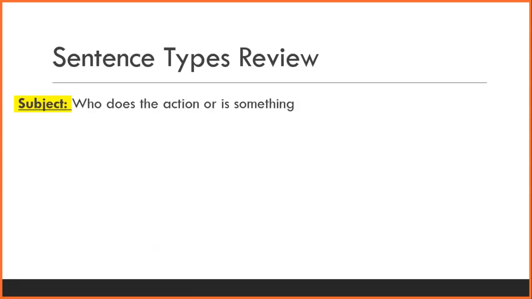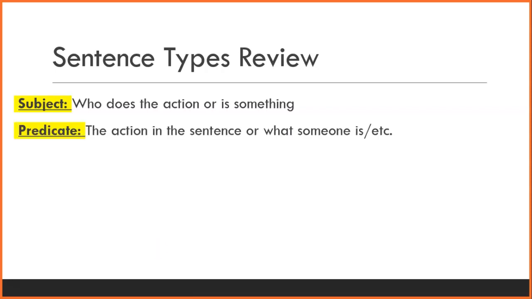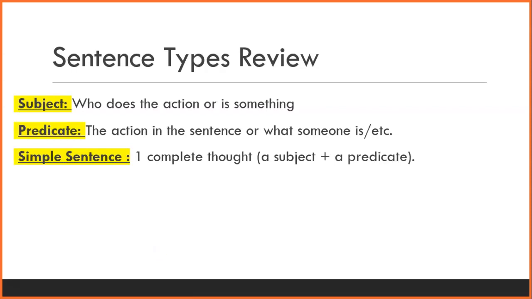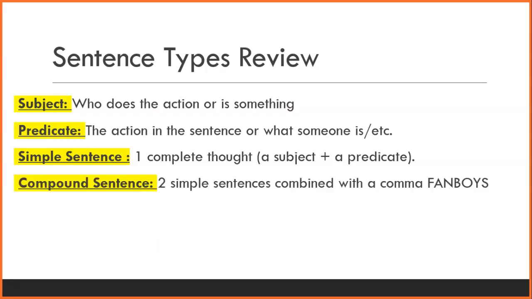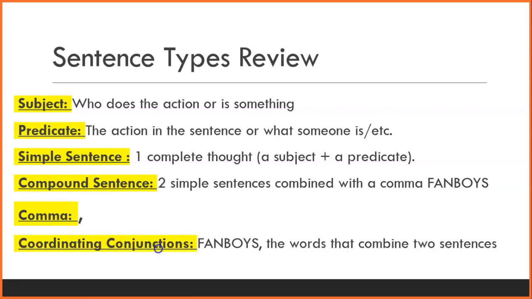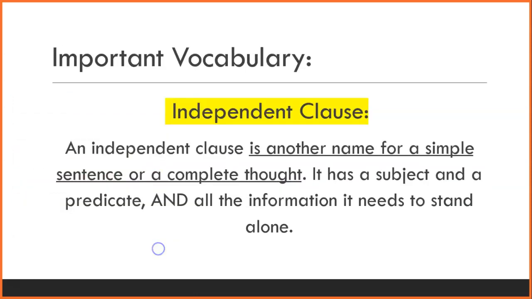A subject is who does the action or is something in a sentence. A predicate is the action in the sentence or what someone is. A simple sentence is one complete thought, also called a subject and a predicate. A compound sentence is two simple sentences combined with a comma and a fan voice. A comma is the punctuation mark you can see on the screen. Coordinating conjunctions are fan voice, the words that combine two sentences.